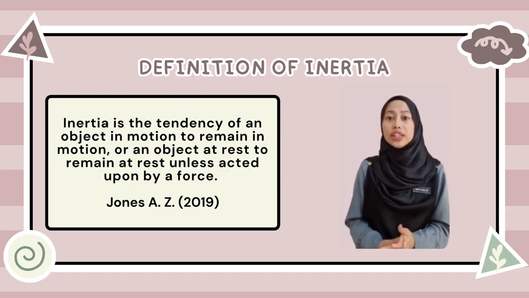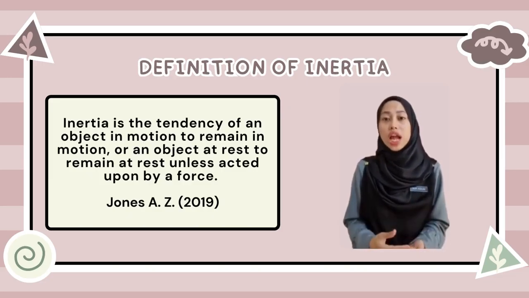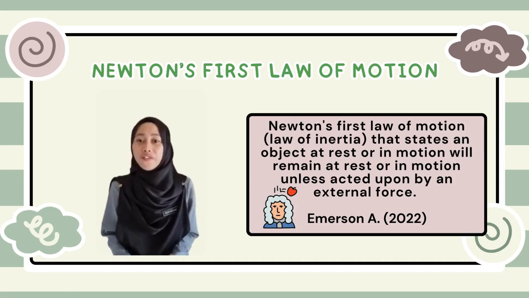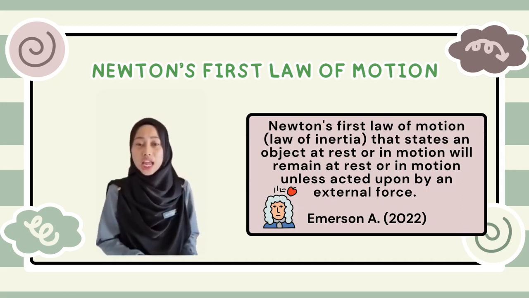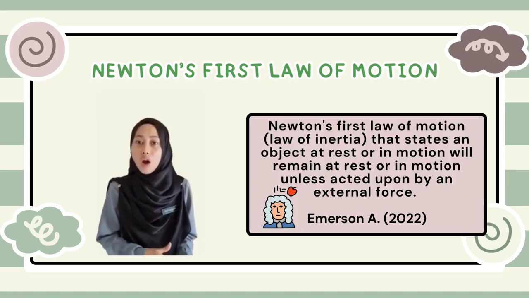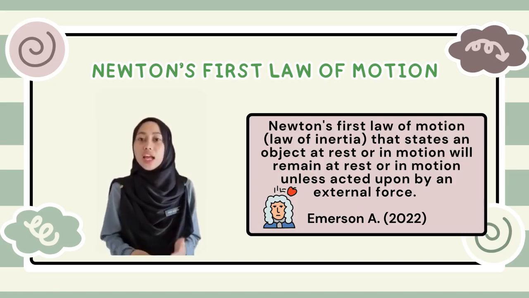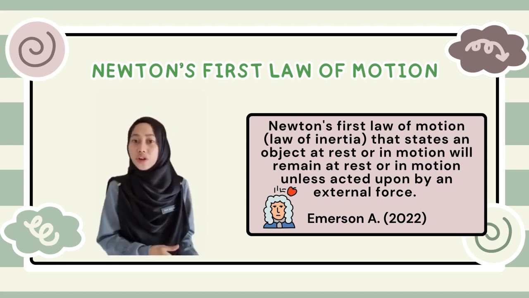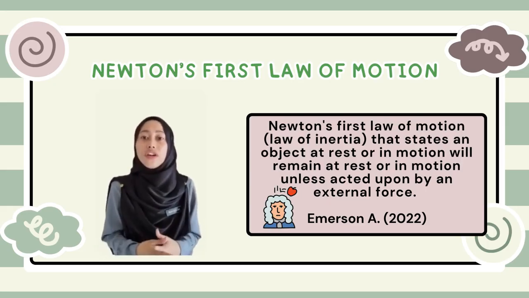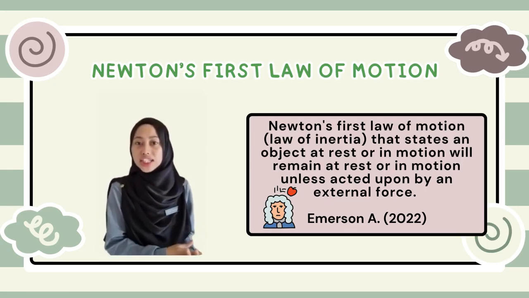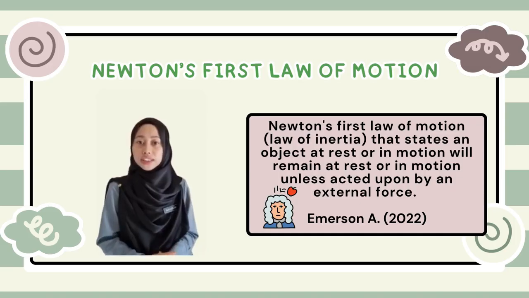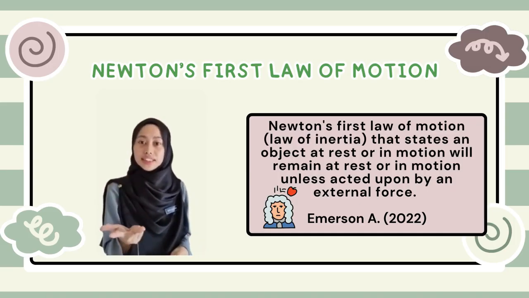The definition of inertia is a tendency of an object in motion to remain in motion, and an object at rest to remain at rest, unless acted upon by a force. This concept of inertia is explained in Newton's first law of motion. Newton's first law of motion, known as the law of inertia, states that an object at rest remains at rest, and an object in motion remains in motion, unless acted upon by an external force. What is external force? An external force is defined as the change in the mechanical energy, either kinetic energy or the potential energy in an object. Examples of external force are friction force, normal force, and air resistance.